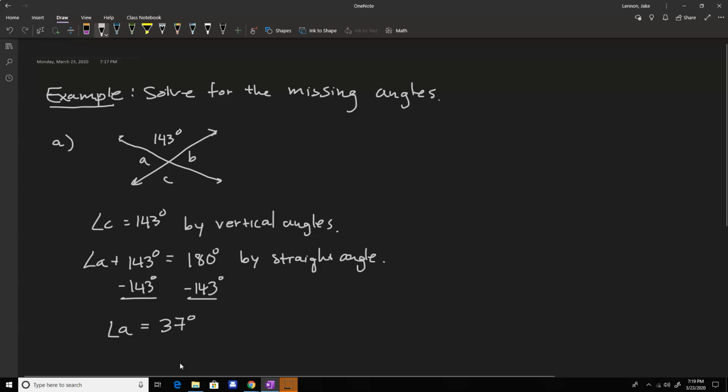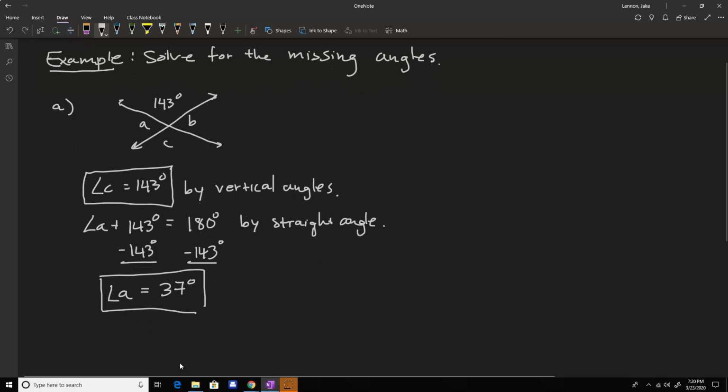So we know angle A is 37 degrees, so basically we have angle C, we have angle A now, and we can get angle B because angle B is a vertical angle with angle A, so we also know that angle B has to equal 37 degrees, and this is by vertical angles.